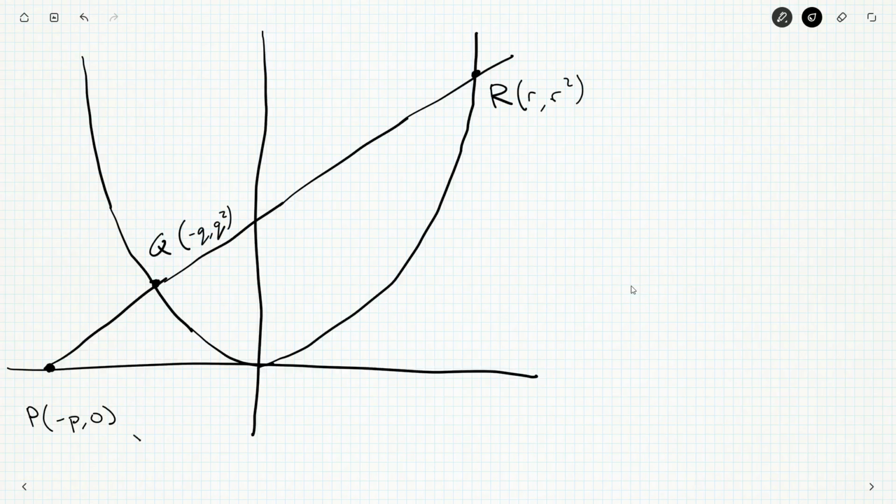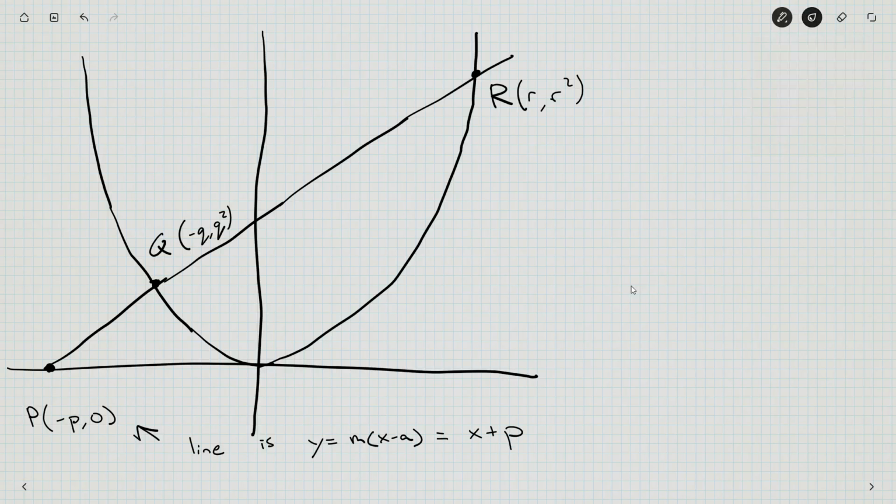Okay, so my line, since they give me the x-intercept, we'll use x-intercept form. The line is y equals m times x minus a, where a is the x-intercept and m is the slope. So in this case, slope is 1. They tell us that. x minus negative p is just going to be x plus p. y equals x plus p is our formula.